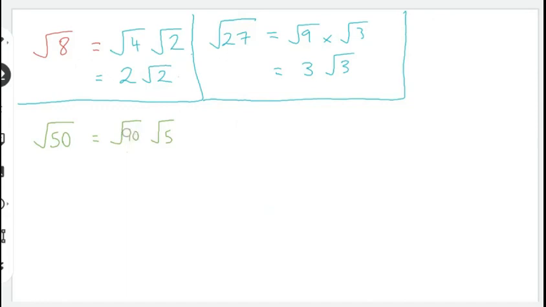Now, there are other ways in which we can do this, but a nice direct way would just be to find a factor that's a square number. So what two numbers would be better to split it into instead? 25 and 2. Yes, because 25 is a square number. So we can write the square root of 25 times the square root of 2. 5 times root 2. That's it. So I'll just give you a few more to try.